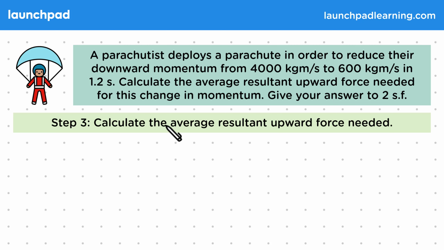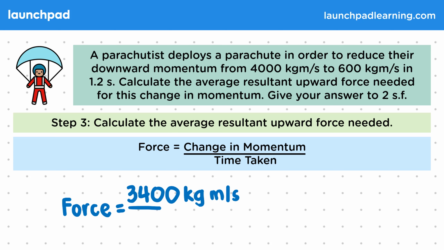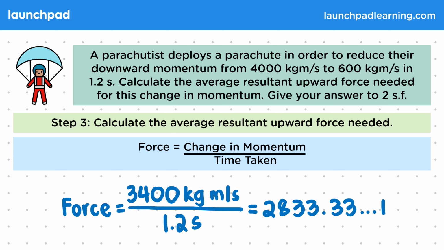In step 3, calculate the average resultant upward force needed. We'll do this using our new equation, force equals the change in momentum divided by the time taken. Now we just found the change in momentum is 3,400 kilogram meters per second, and we're told that the time taken is 1.2 seconds. So the force is 3,400 divided by 1.2, which is equal to 2,833.33 newtons. But looking back at the question, there's one more step we need to do before we get our final answer.